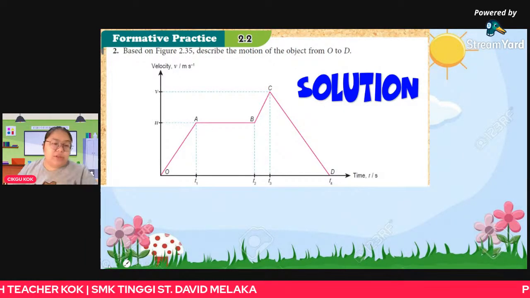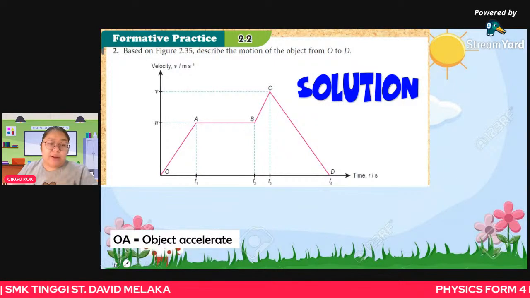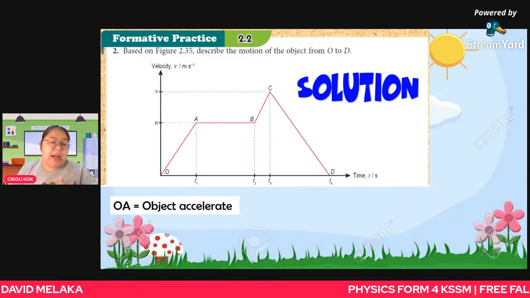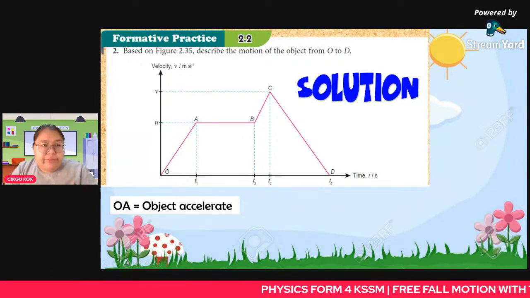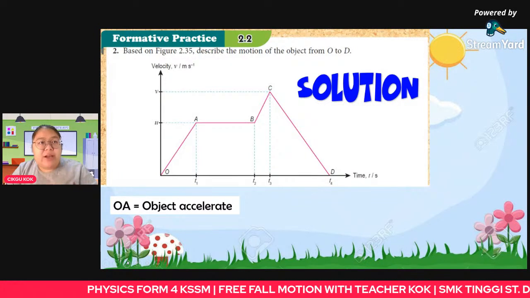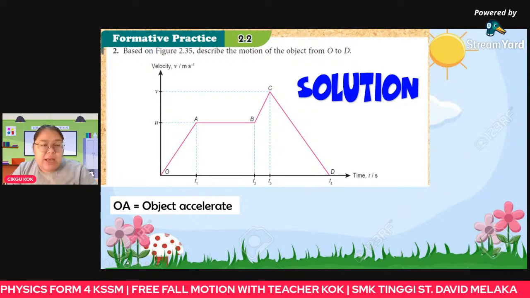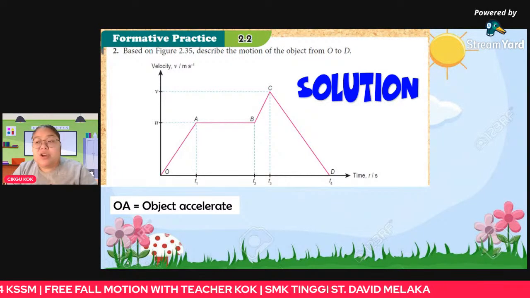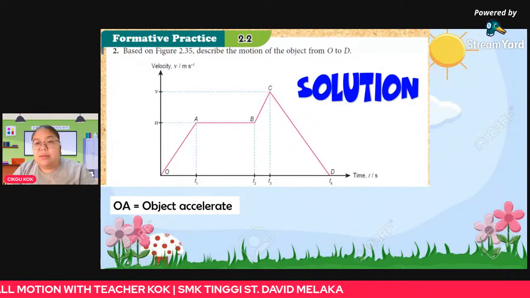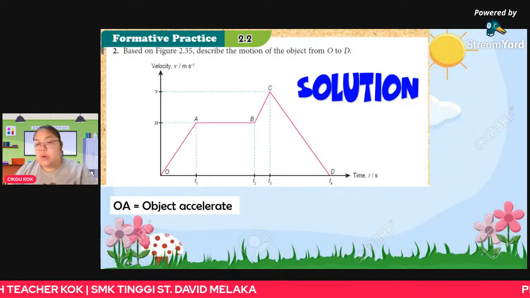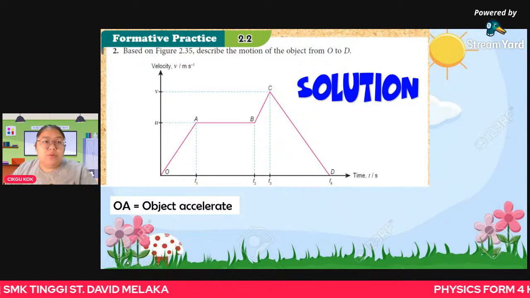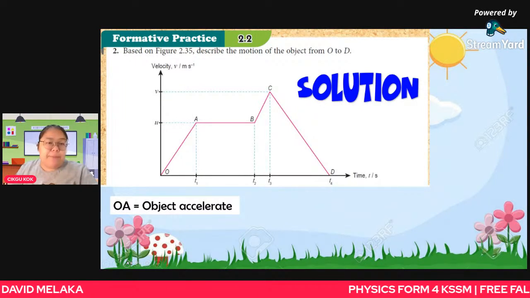So from here we just give either one. I just show either one correct answer. The object accelerates, the object's velocity increases, or the object's acceleration is constant. That's still the answer. Okay, so from here we go to the second part, AB.